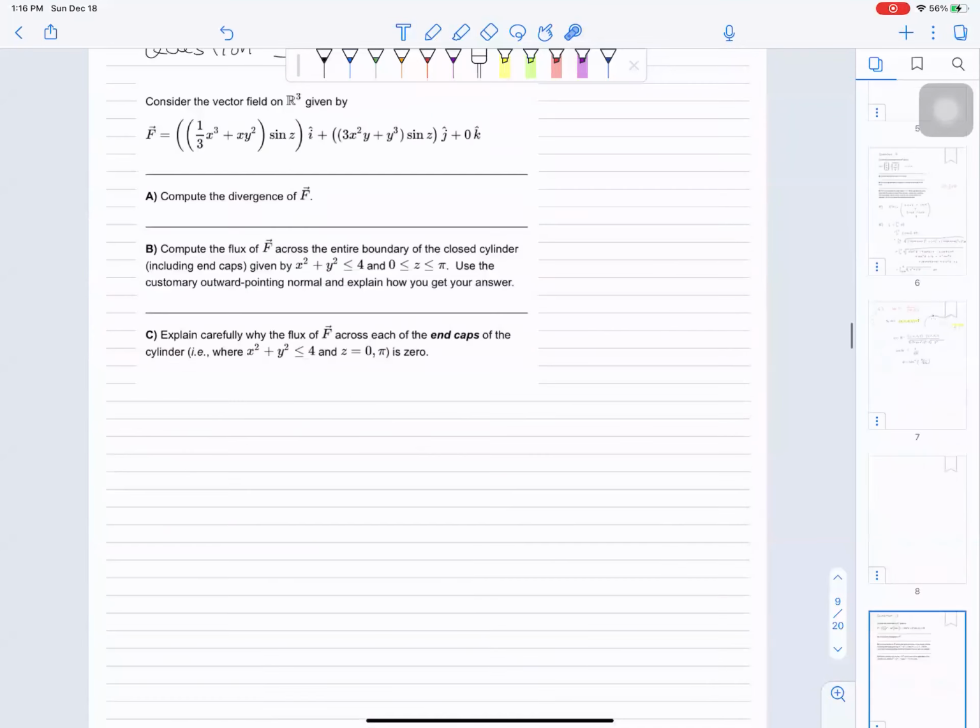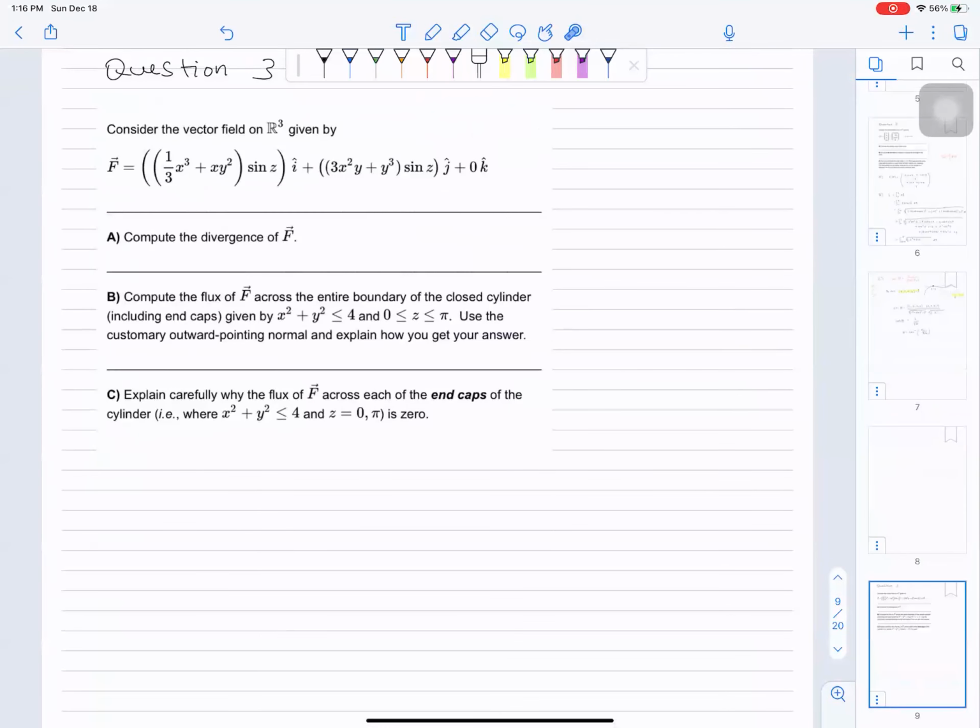Okay, question 3. Consider the vector field on R3 given by this vector field. Part A says compute the divergence of F. Okay, we know how to do the divergence, right? The divergence of F is written as del dot F. What is the divergence? It's the partial with respect to X of my first component. It's very long, so I'll just highlight what I mean. Plus the partial with respect to Y of the j component. Plus the partial with respect to Z of our last component, which is 0.